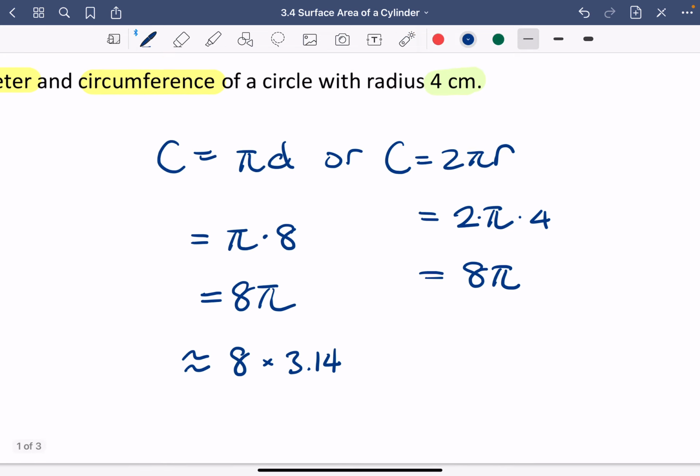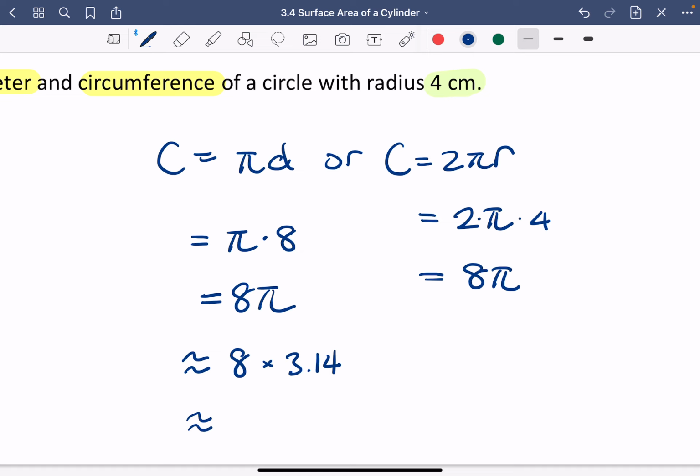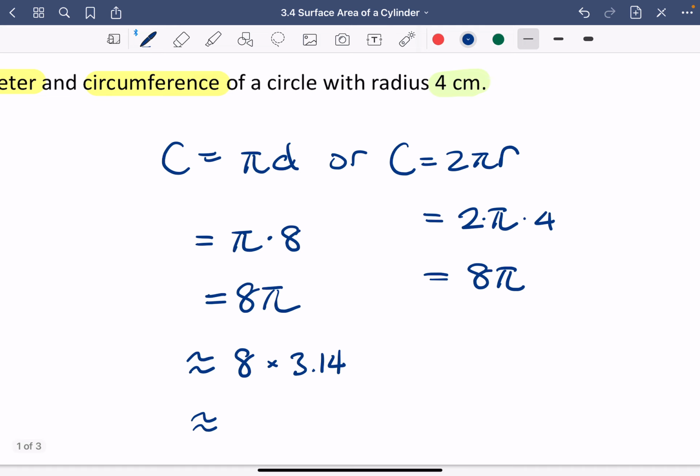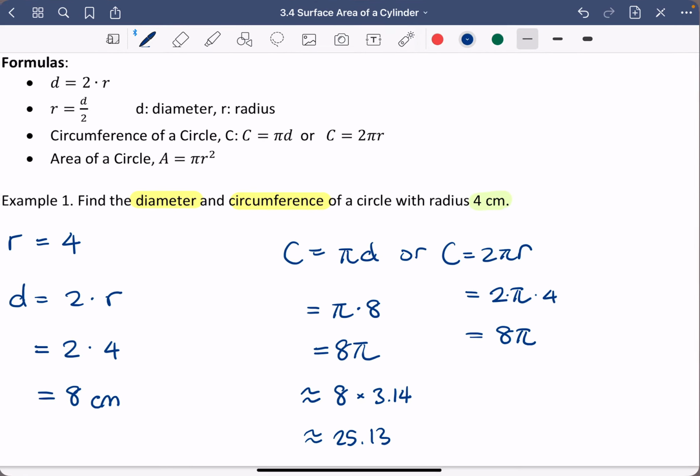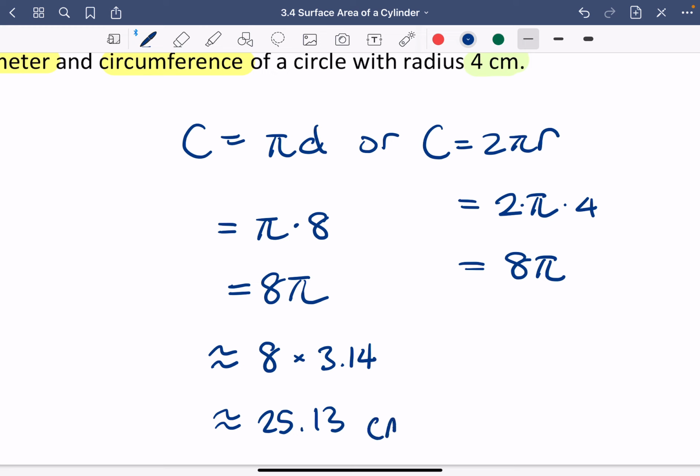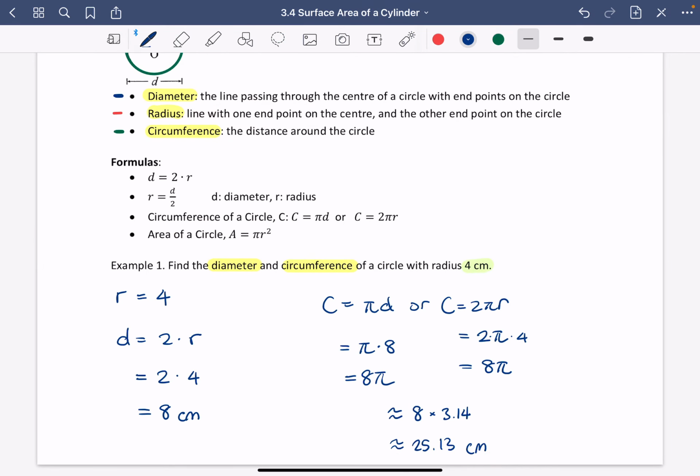And for these questions, in this section, you can use a calculator because the numbers are a bit harder to calculate. So 25.13. And what's the unit? The unit is centimeter, because circumference is a distance, right? The unit we use to measure distance or length is centimeters, meters, etc. You don't need centimeters squared or something like that. Unit squared is for measuring the area of a diagram.